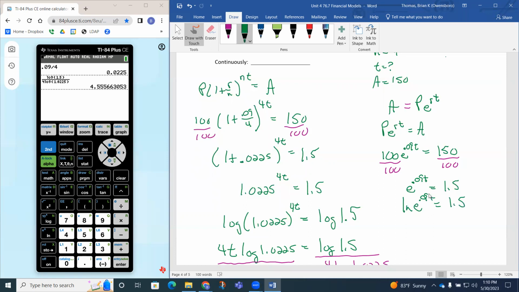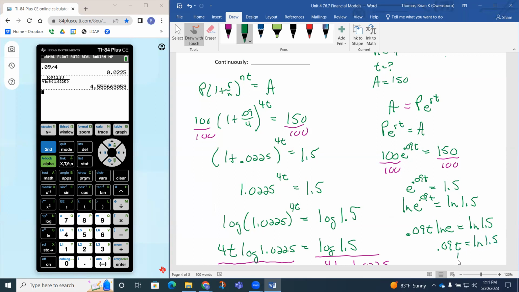Now remember, the power property of logarithms says this 0.09 t can now become a coefficient. So I have 0.09 t, and then I have this natural log of e. I take the natural log of both sides. Remember, the property of equality says what you do to one side, you got to do to the other. So that's got to be the natural log of 1.5 over here as well. Now remember, the natural log of e is 1. So that just leaves me 0.09 t is equal to the natural log of 1.5.